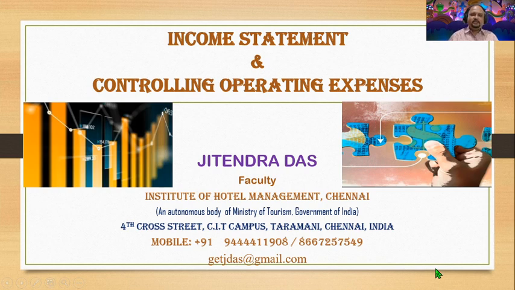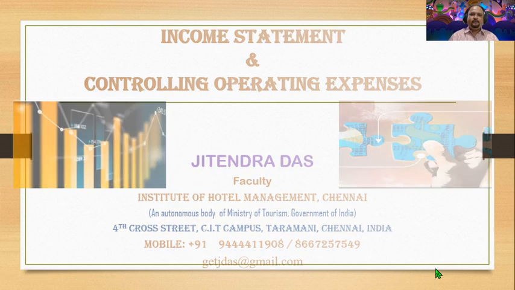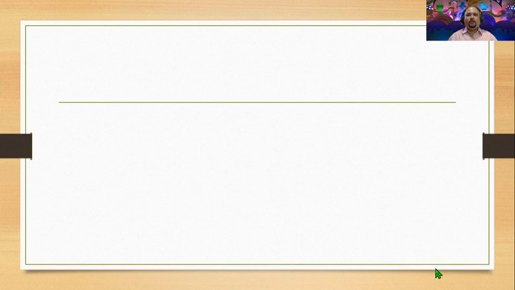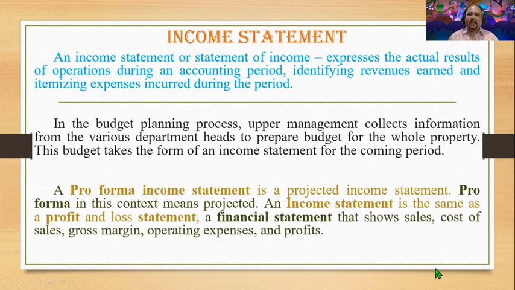A housekeeper must be aware about income statement and controlling the operating expenses while preparing budget. So let us first understand what is income statement. An income statement or statement of income expresses the actual results of operations during an accounting period, identifying revenues earned and itemizing expenses incurred during the period.